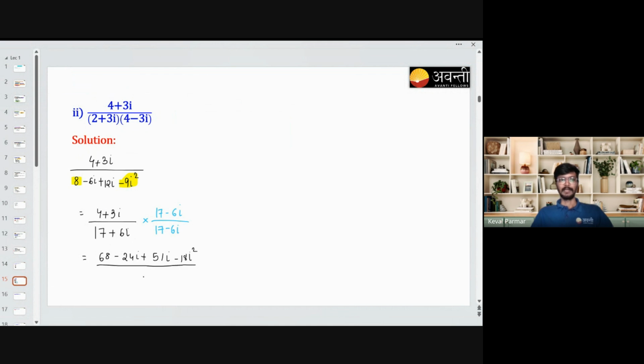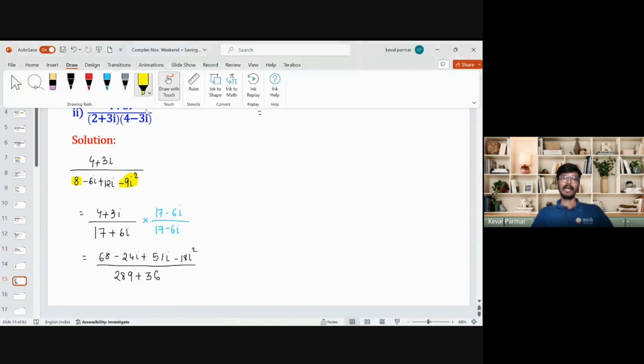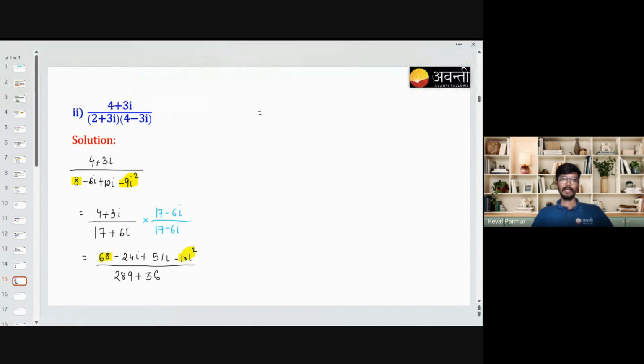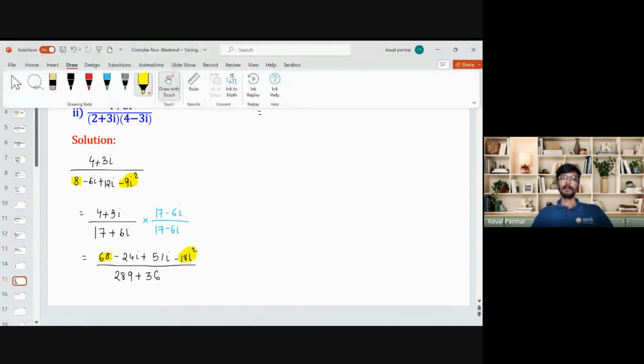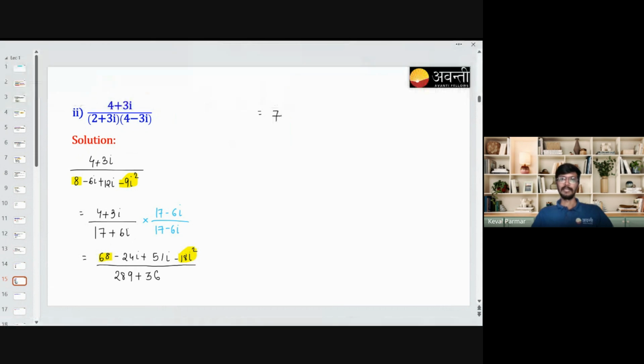And in the denominator, what do we have, guys? a square plus b square. That is 17 square, which is 289, plus b square, 36. So finally, what do we have here, guys? In the numerator again, we can add these two. That is 68 and 18 i square. i square is minus 1. So we can add 68 plus 18, which is 76, plus 51 minus 24.